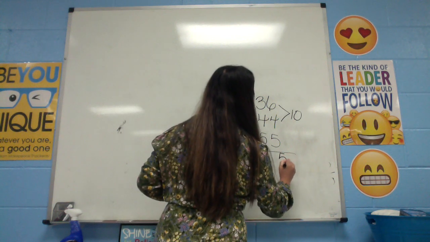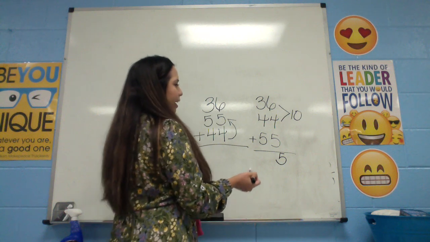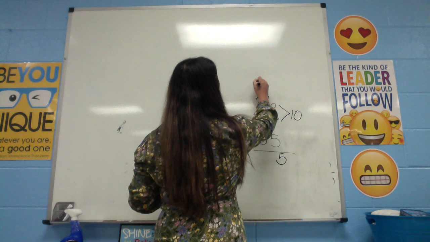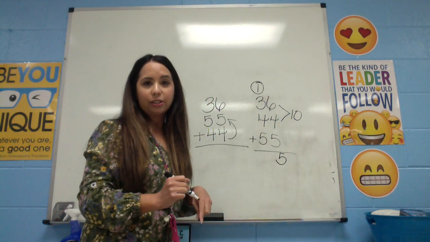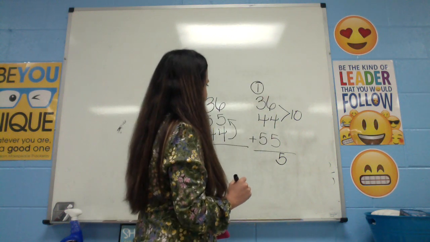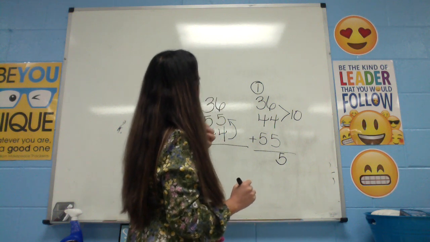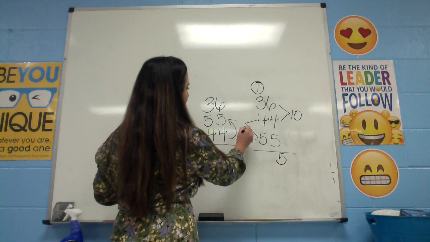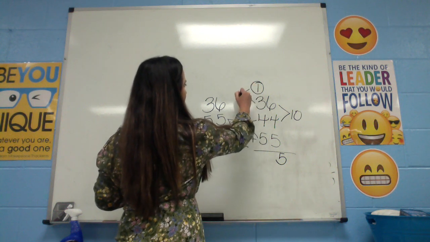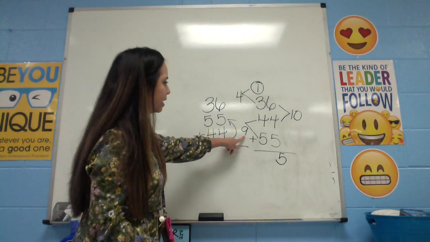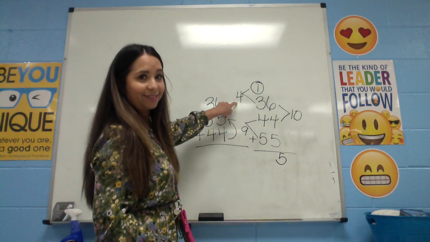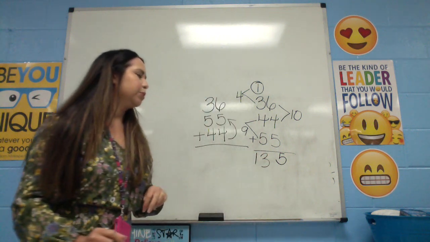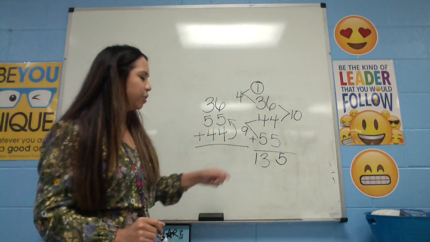So 5 ones stays here. Okay, so those 10 ones become 1 ten. That's why we write the 1 here. I like to circle it so we don't forget about it. All right. Here, I know that 4 plus 5 is 9, 3 plus 1 is 4, and 9 tens plus 4 tens, very good, is 13 tens. So you just bring that down. And your sum is 135.